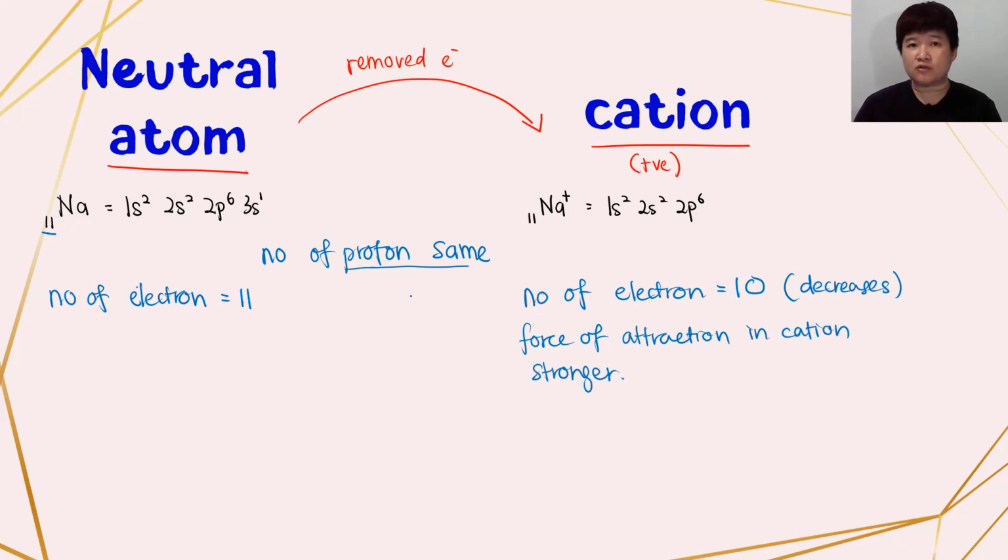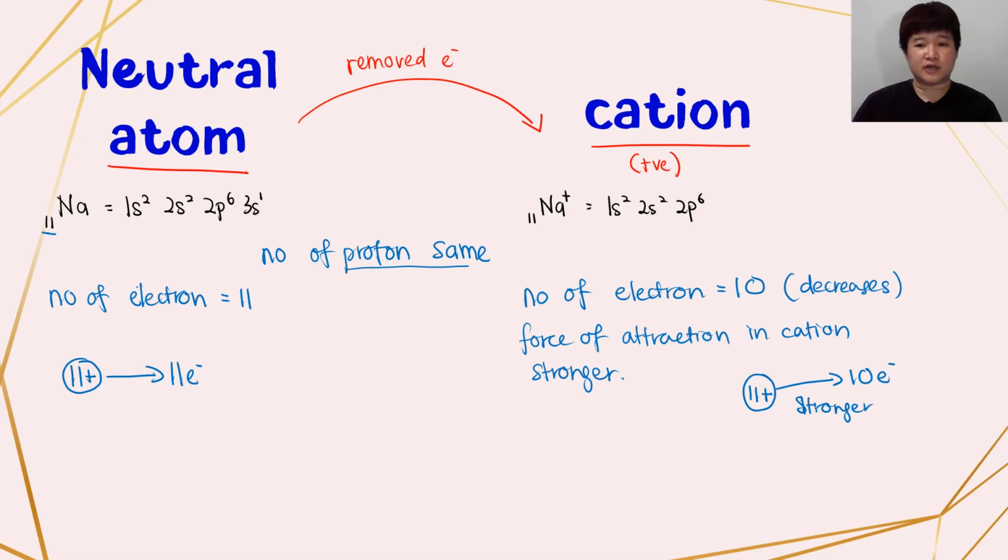Why is it stronger in the cation? Because the proton number in the nucleus is the same. You have 11 positive charges in the nucleus and you're only pulling 10 electrons. Over here, you have 11 positive charges in the nucleus, but you are pulling 11 electrons. So which one will have a stronger force of attraction? 11 pulling 11 and 11 pulling 10. Obviously, this one, the force of attraction is stronger.